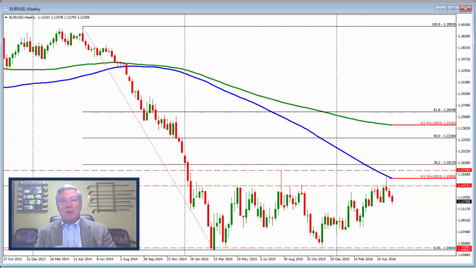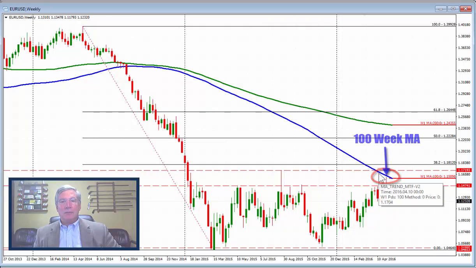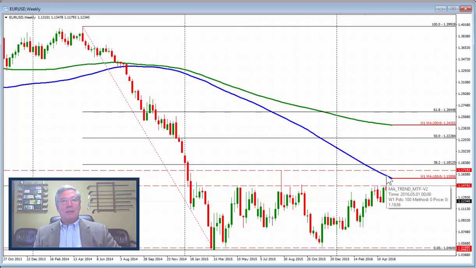This is a weekly chart of the euro versus US dollar. And what do you notice happened a few weeks ago? The market came up to this blue line. This blue line represents the 100-week moving average. And although it looks like it got really close to that level, the high for the week came in at 116.15, and this 100-week moving average comes in at 116.36. So we got within about 21 pips of the 100-week moving average.